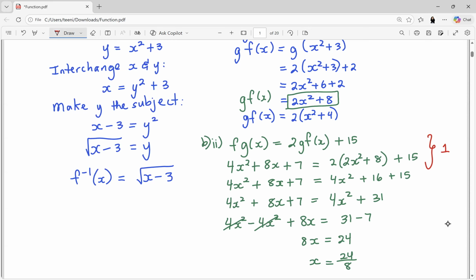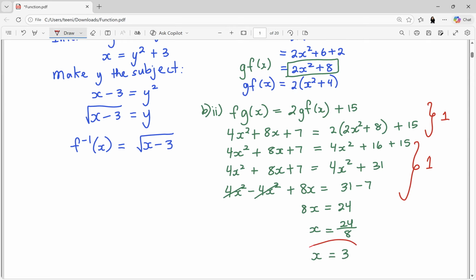And then solving will give you another mark. Then your final mark would be for the correct answer, right? So even if you couldn't do the entire question, even if you were able to do a piece of it, at least you could get 1 or even 2 out of 3 marks. That's better than 0.